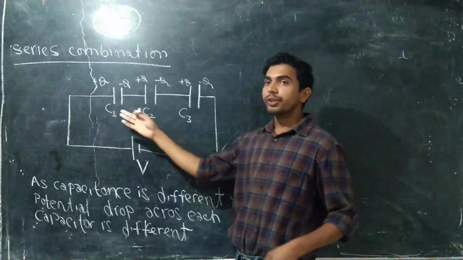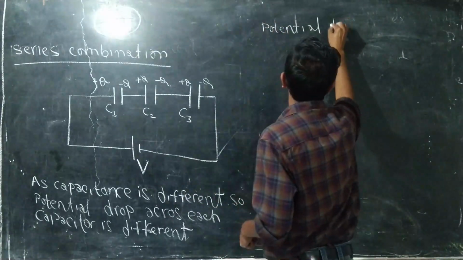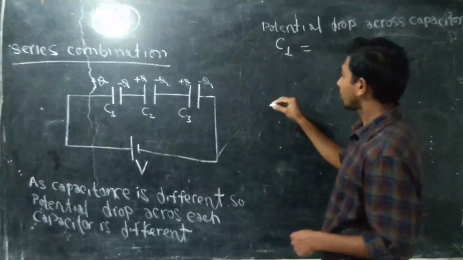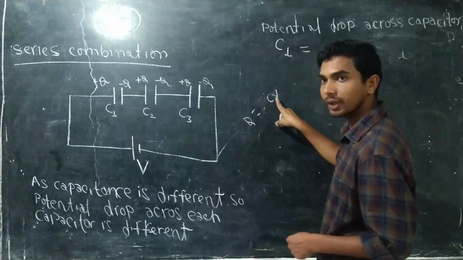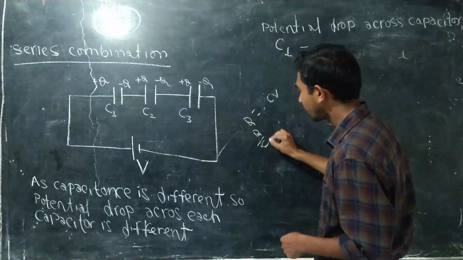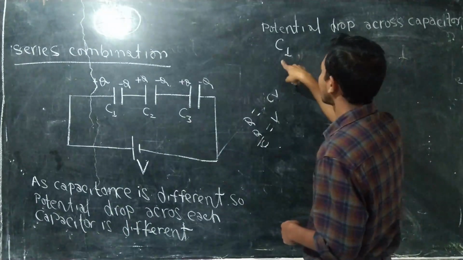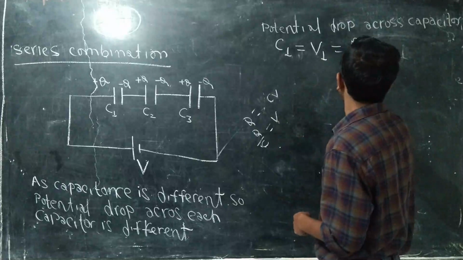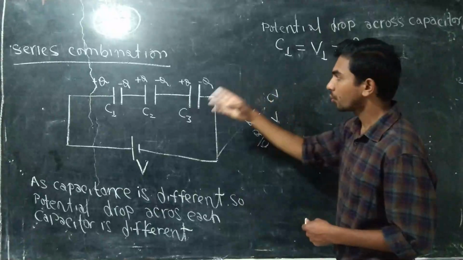Now first I'm going to calculate the potential drop across capacitor C1, right? You know the formula Q is equal to CV. What are we going to find? V we are going to find, right? So from here we can write Q by C is equal to V. Here we are going to calculate the potential drop across capacitor C1, suppose that is V1, and that will be Q by C1. Similarly, we can write for capacitors 2 and 3, right?